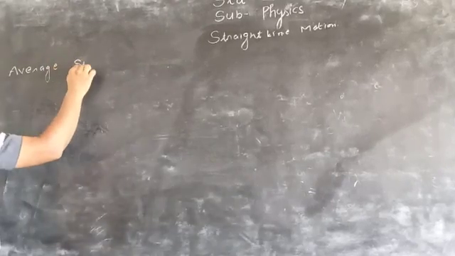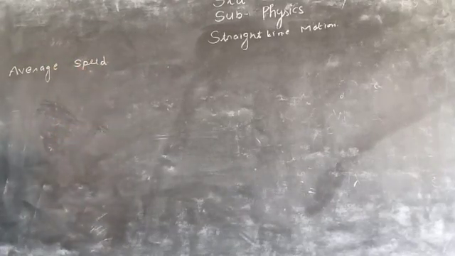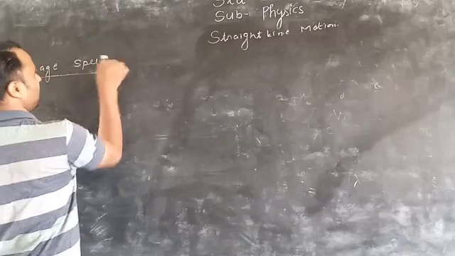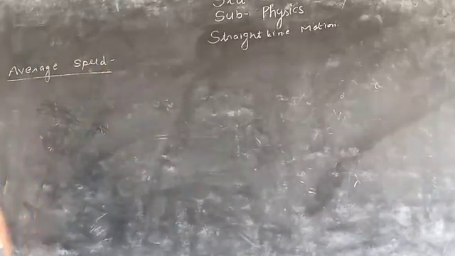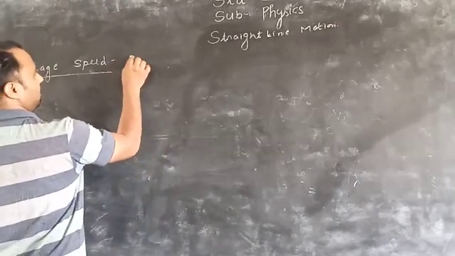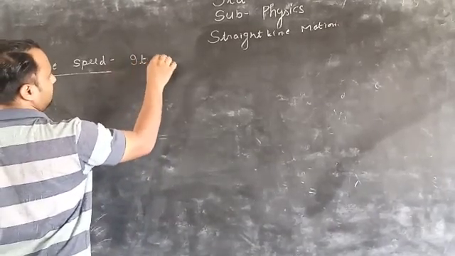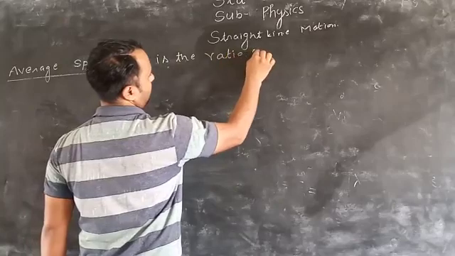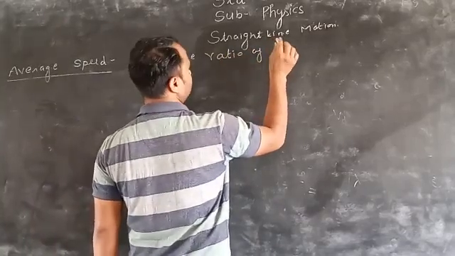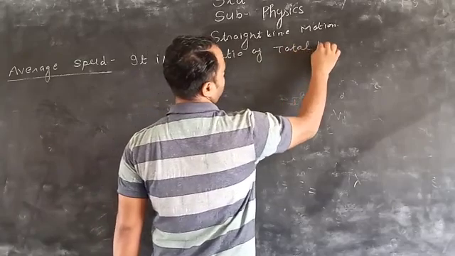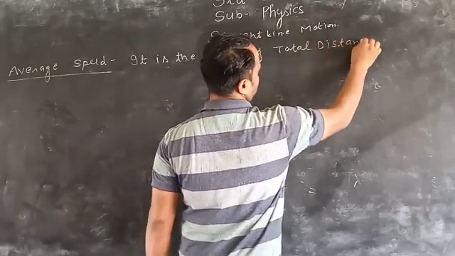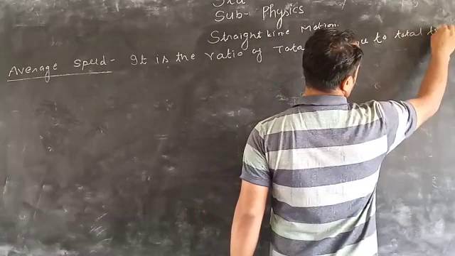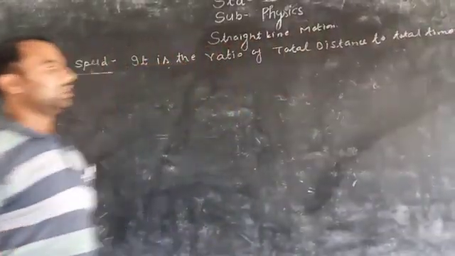Average speed. Now we have to discuss the average speed. What is the average speed? Average speed, we have to understand that average speed is the ratio of total distance to total time. Total distance and total time.